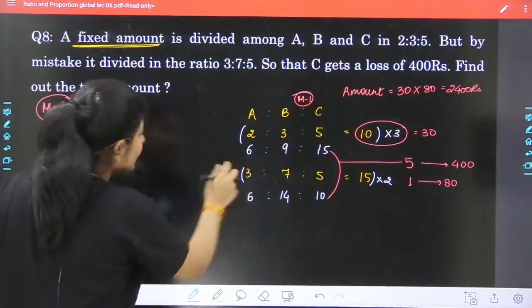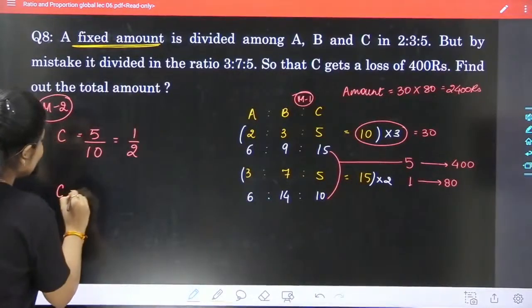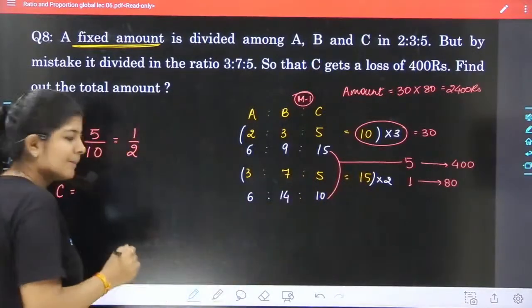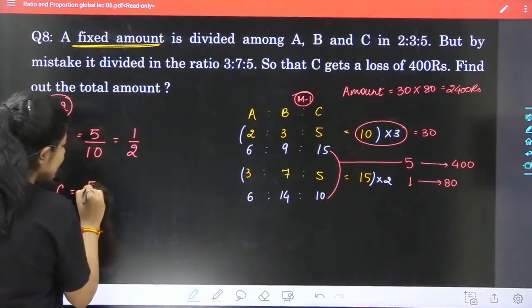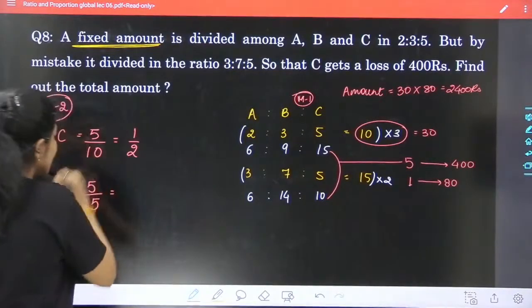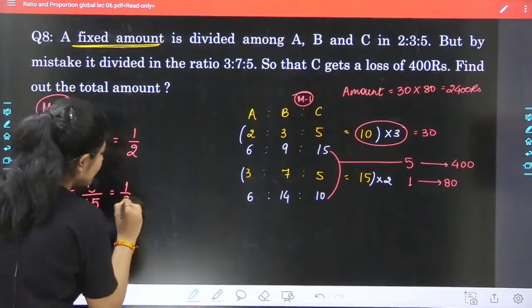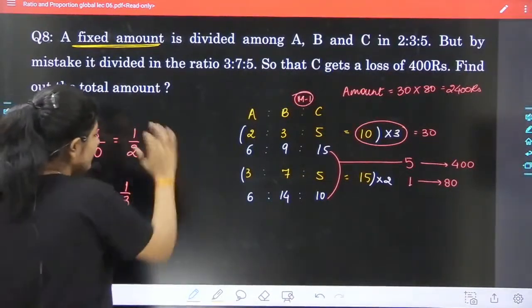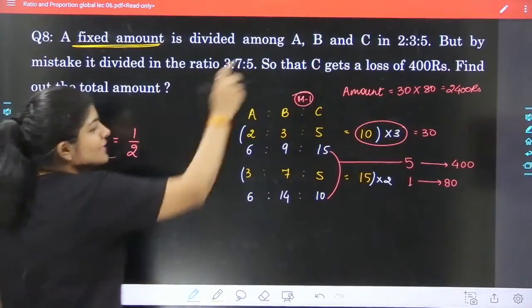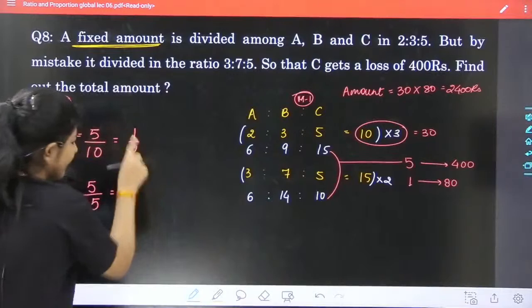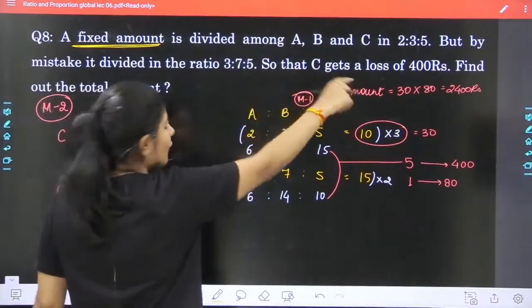But as per the new ratio, I can say that C is getting just 5 rupees out of 15. That means C is getting 1 by 3 part of the total amount. And because of this difference, there is a loss of 400 rupees.